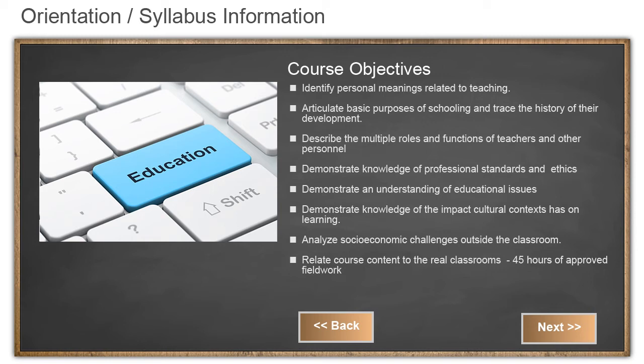The next bullet point deals with the history of development of schooling and the purposes as we trace it all the way from Europe to America. We're going to look at the multiple functions and roles of teachers and other personnel on school staff. We're going to look at the standards and ethics of professionalism a teacher must have, along with educational issues that are current today and that we battled in the past, along with cultural context and learning styles, social economic changes outside the classroom. And we'll sum this up.